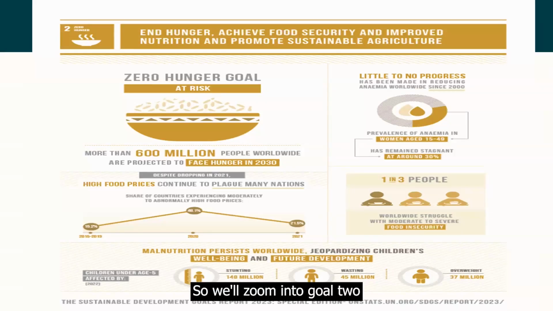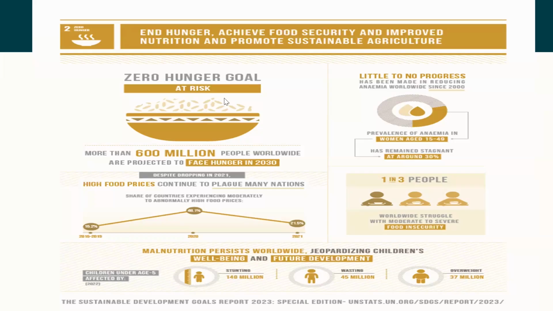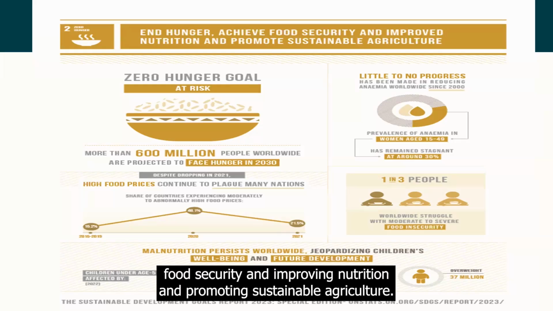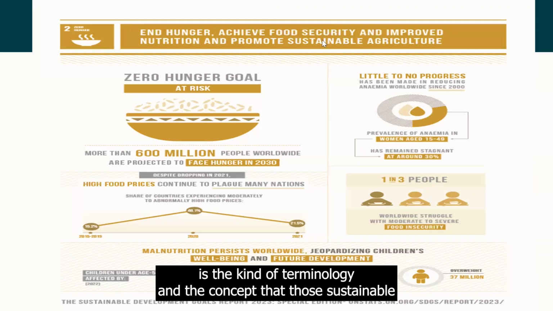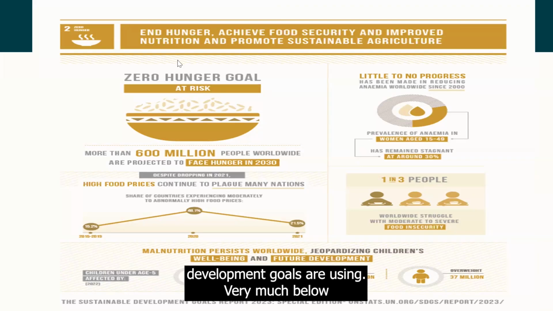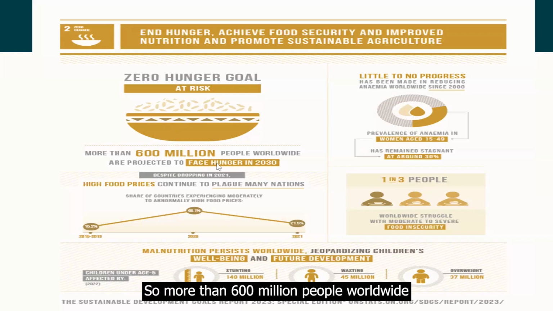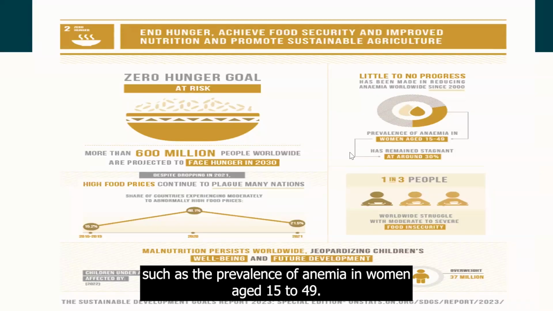So we'll zoom into Goal 2, which has to do with food security and questions around food systems: end hunger, achieve food security, improve nutrition, and promote sustainable agriculture. As you can see, food security is the terminology and the concept that the Sustainable Development Goals are using. We're much below target in many of the areas. More than 600 million people worldwide are projected to face hunger in 2030. There's been little to no progress on some areas, such as prevalence of anemia in women aged 15 to 49.